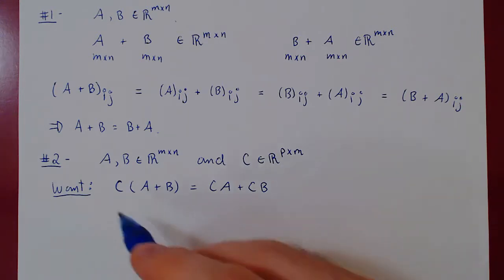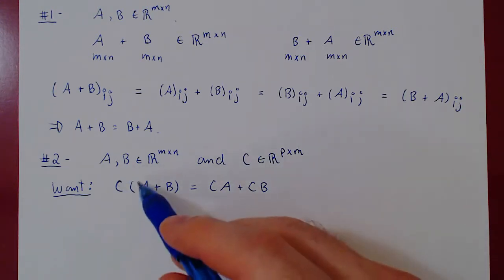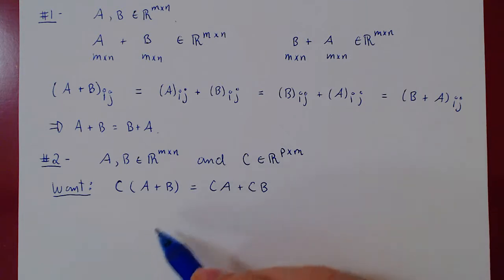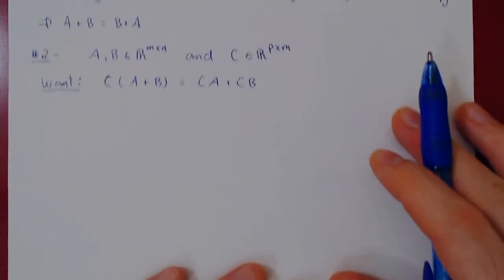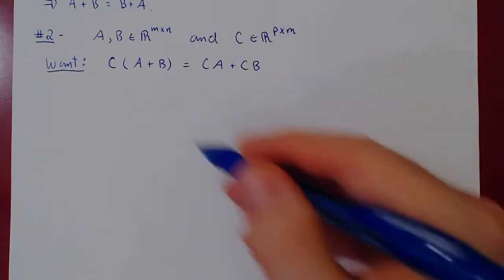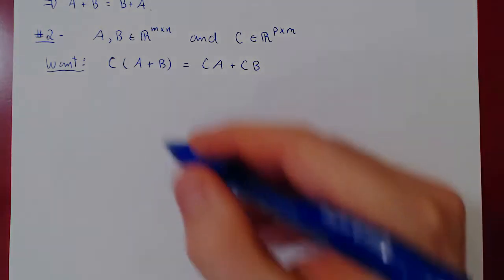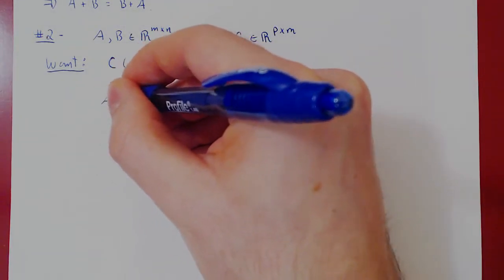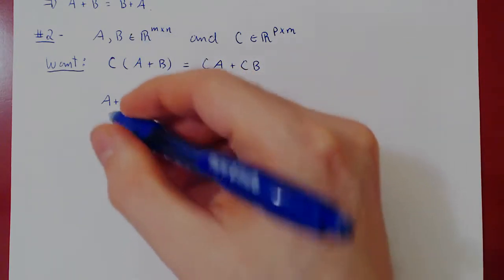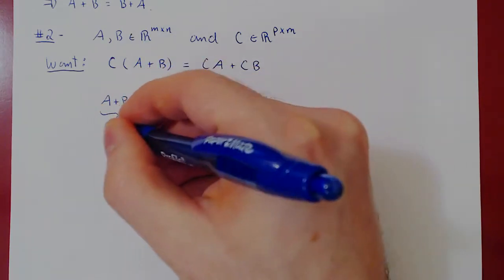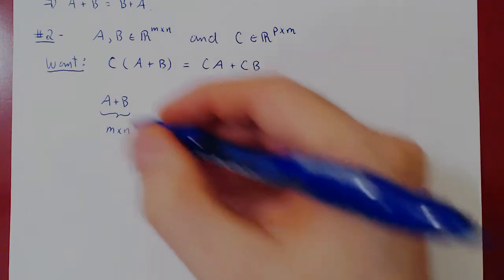Well, again, to prove that matrices are equal, we have to prove that they have the same size and the same corresponding entries. Let's prove that they have the same size and then the same corresponding entries. So, the left-hand matrix, A plus B, well, as A and B are m by n matrices, the sum is also an m by n matrix.